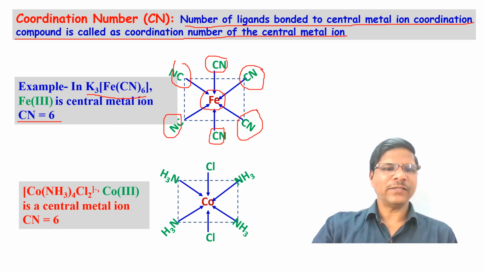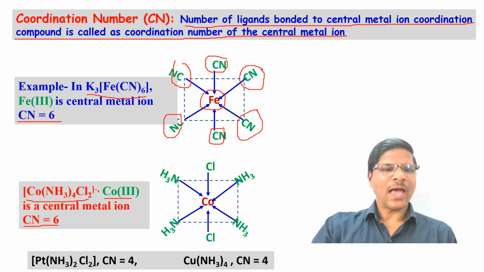We have another example, [Co(NH3)4Cl2]+. The central metal is cobalt, and if you see, 2 chloride and 4 ammonia molecules are bonded coordinately to the cobalt, hence the coordination number Cn of cobalt is 6, not plus or minus, it is 6.